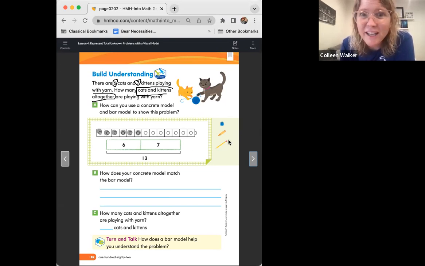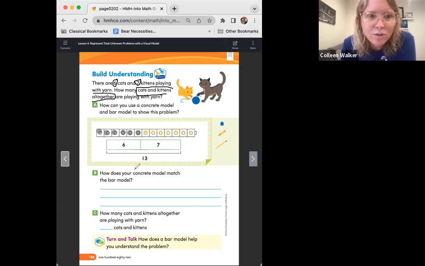And then friends, how many kittens were playing? Yes, there were 7 kittens playing. Can you count with me to 7? 1, 2, 3, 4, 5, 6, 7. Awesome, friends. All right, look at this question right here.